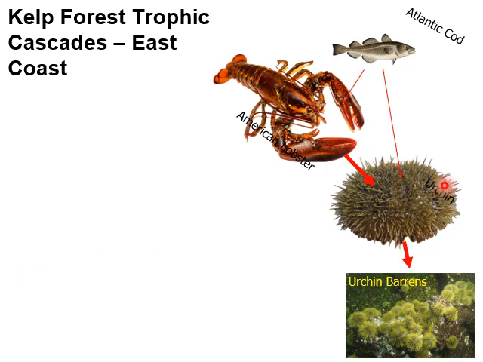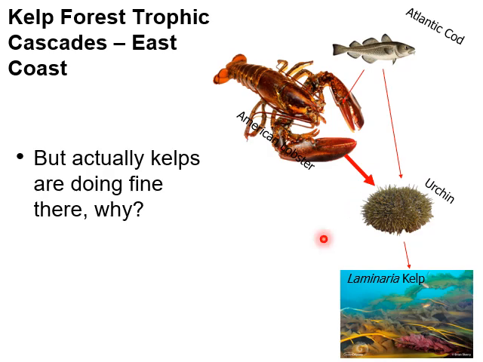And you would expect that there would be more urchins because there's no cod to eat the urchins, and you would expect us to have urchin barrens. However, this is not actually what is found. It's found that the urchin abundance is actually quite low. And as a result, kelp forests on the East Coast are still doing pretty well. And so then the question is why? What's going on with this?